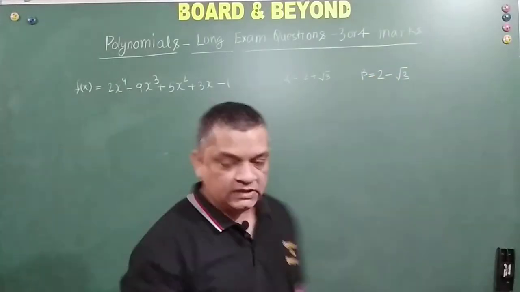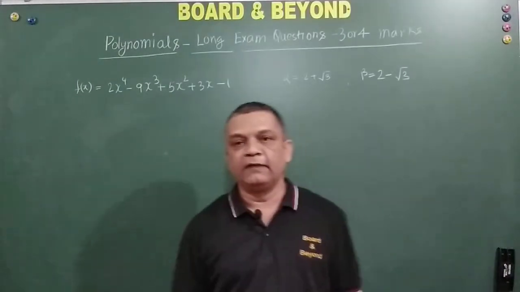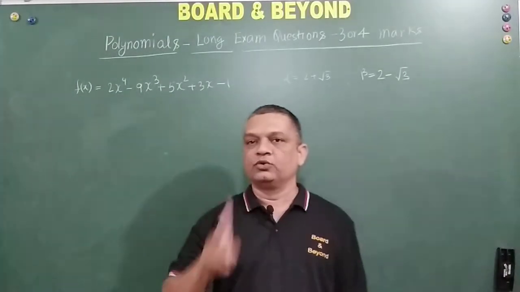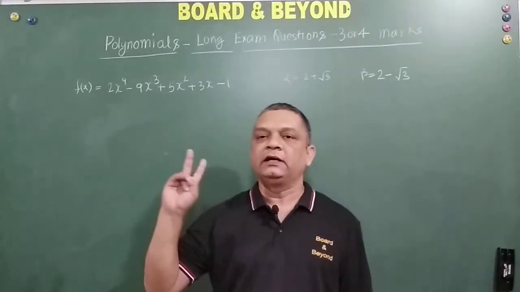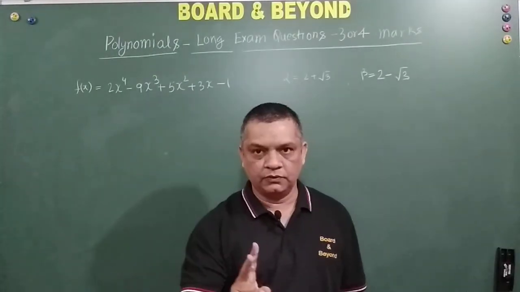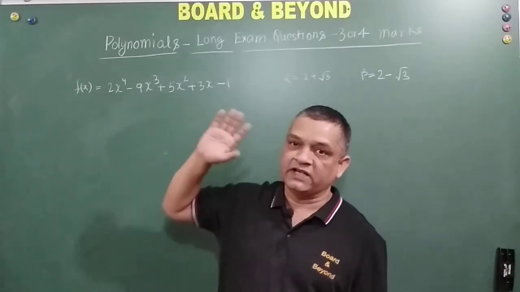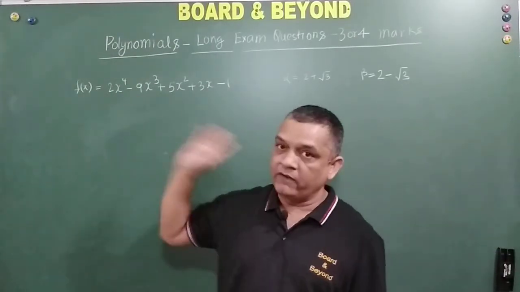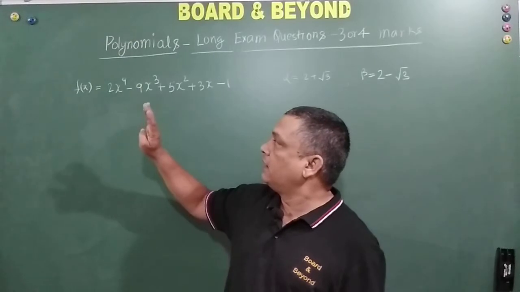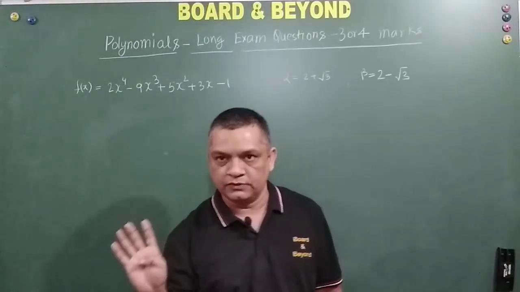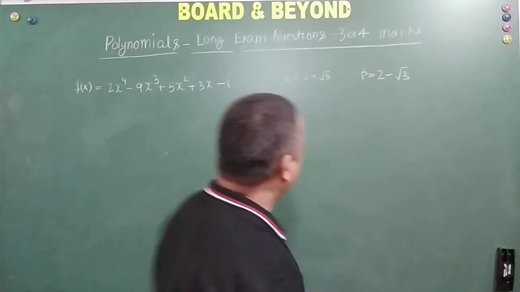For this biquadratic polynomial, if two of its roots are 2 plus root 3 and 2 minus root 3, find the other two roots. Because it can have a maximum of how many roots, friends? It can have a maximum of 4 roots, since the degree of this polynomial is 4. It can have lesser also.